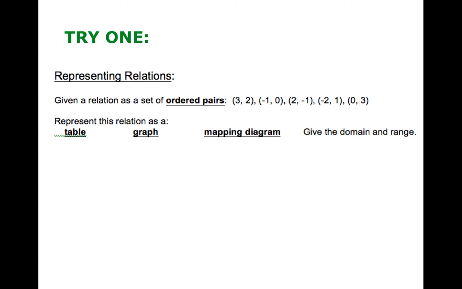So now try one. Add this to your notes. You're given a relation as a set of ordered pairs, and you have those 5 points given to you. Now you have to represent this as a table, a graph, and a mapping diagram. Refer to your notes from the previous slide for that. And at the end, once you've drawn all 3 representations, also give the domain and range. So pause the video now and get that done. Thank you.